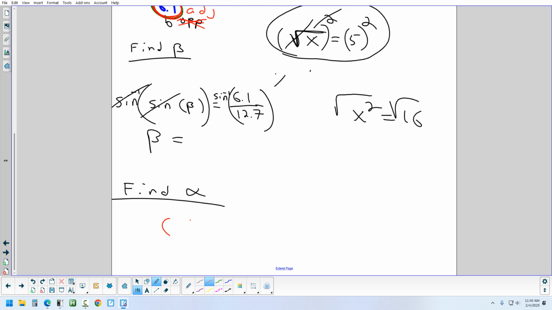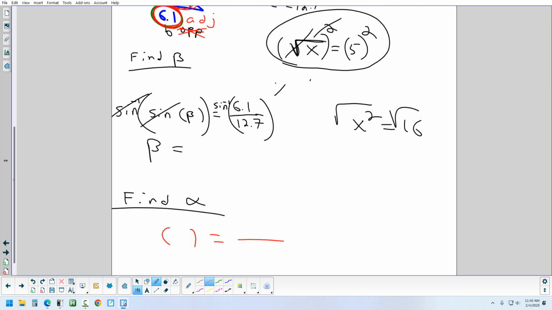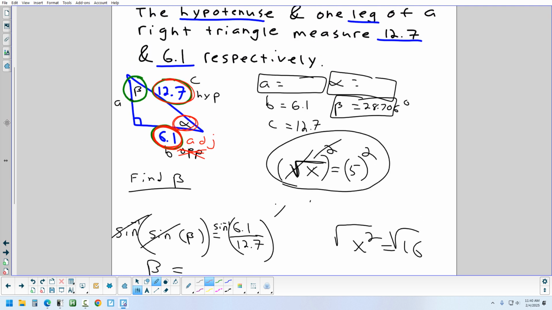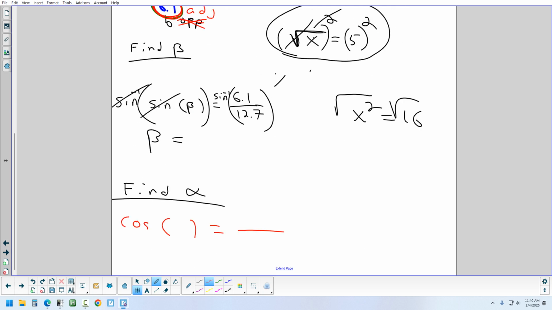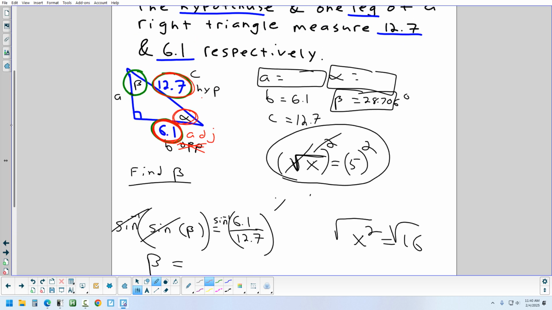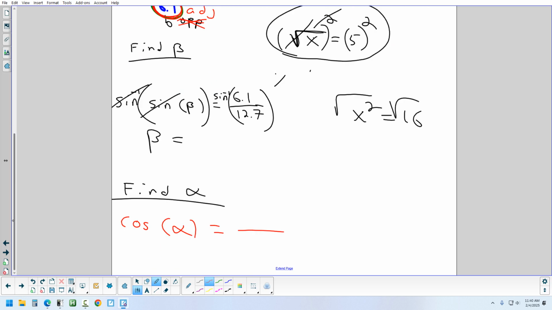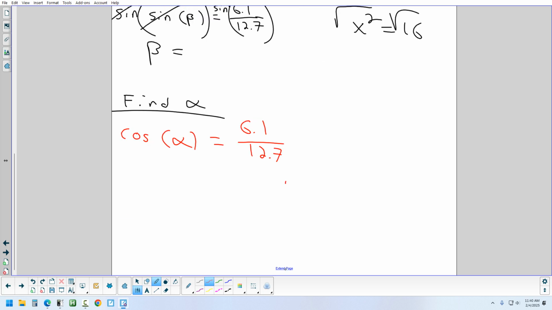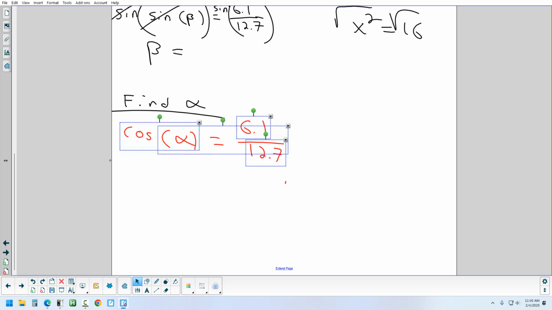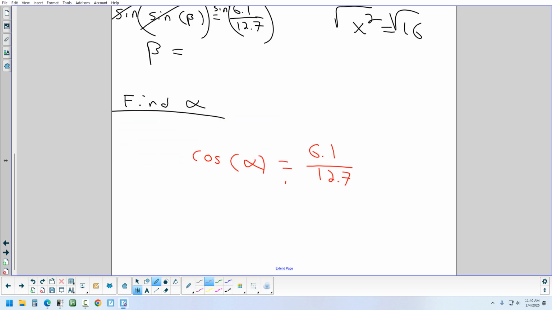Okay. So set that up. We need a trig function that involves adjacent and hypotenuse. Cosine? Cosine. Yep. So cosine, we're going to plug in alpha because that's our angle. And it's 6.1 divided by 12.7. Okay, how am I going to get alpha by itself? Take the inverse cosine. Perfect.